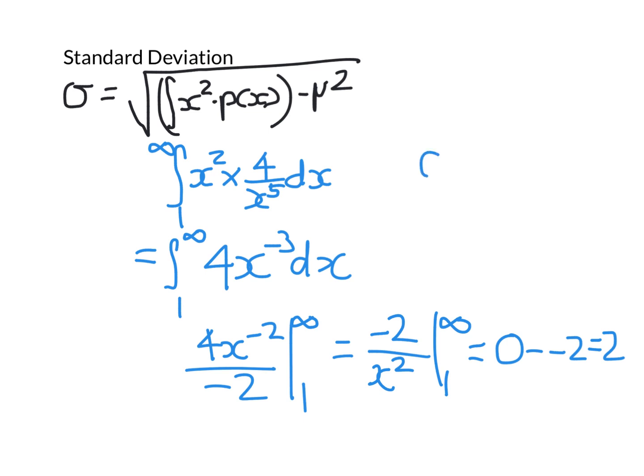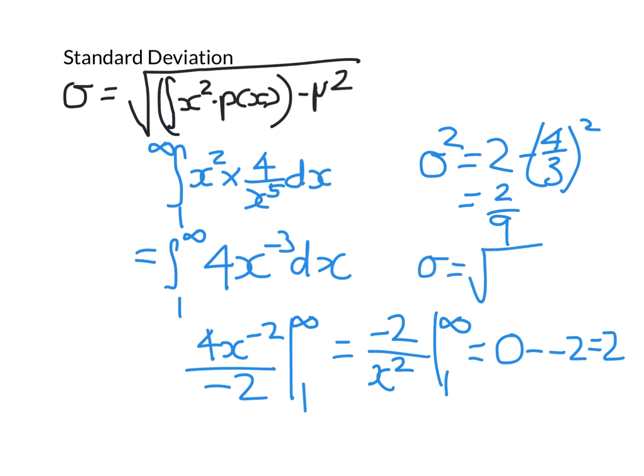So what we have here, the variance is going to be the integral we just found, which was 2, minus the mean squared. So that's what I mean by mu squared. So we actually get 2 over 9 for all of this stuff in the square root. So the standard deviation is just going to be the square root of 2 over 9. That's the exact value.